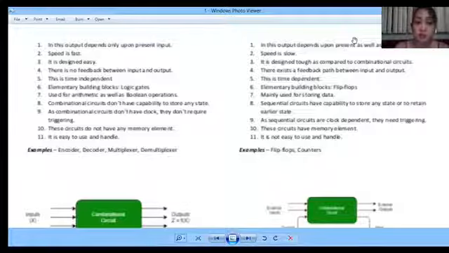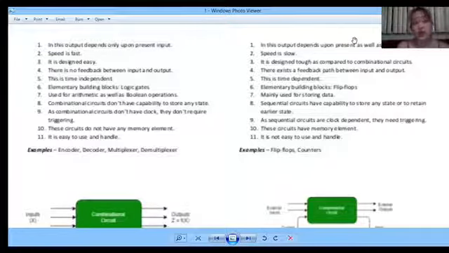Elementary building blocks of a combinational circuit are logic gates used for arithmetic as well as Boolean operations. Combinational circuits don't have the capability to store any state. As combinational circuits don't have a clock, they don't require triggering. These circuits do not have any memory elements. It is easy to use and handle.